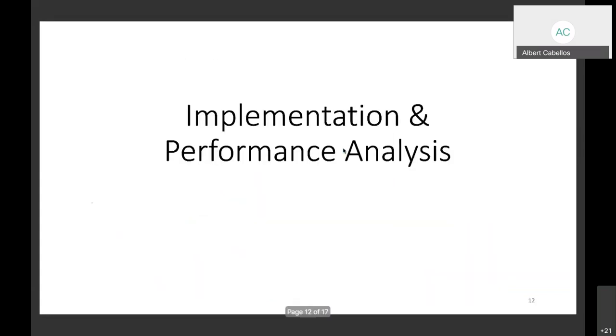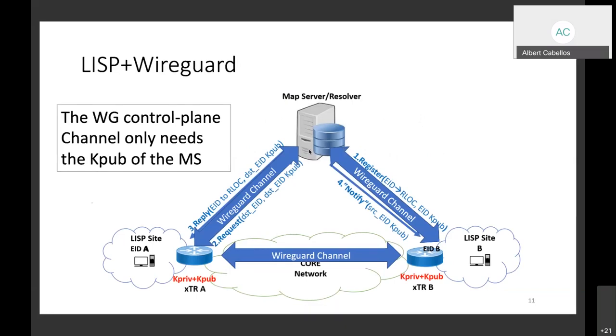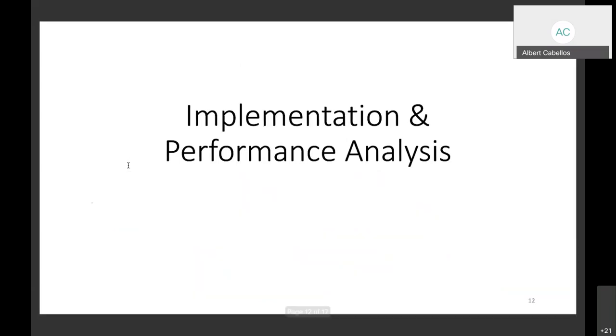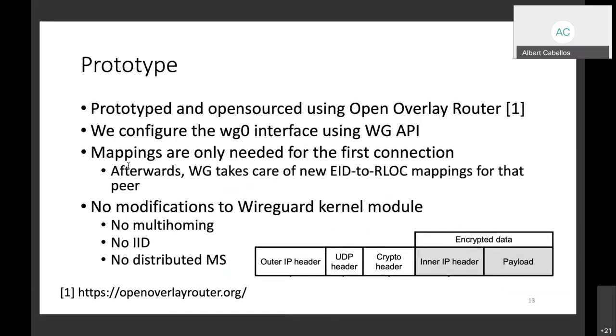Okay, but that's the key takeaway. You only need to configure on your XTRs the public key of the map server, and that's it. Once you have this key, you will be able to communicate with anyone. We did an implementation on Open Overlay Router, and we configured the WireGuard interface using the WireGuard API. Actually, we have two WireGuard interfaces, one to communicate with the peers and another one to communicate with your map server map resolver.